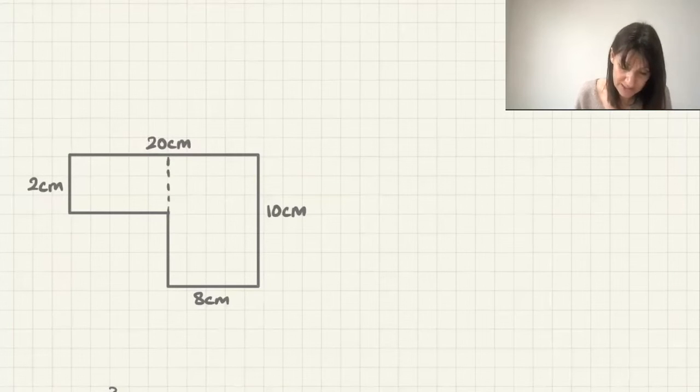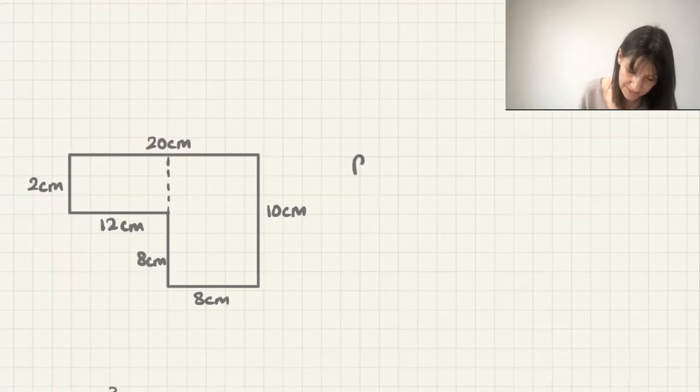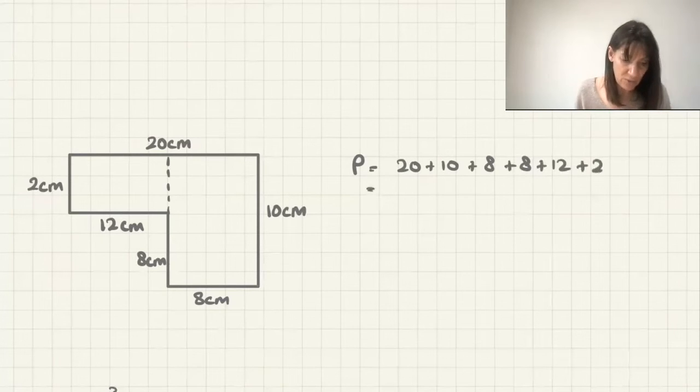So let's have a look. I've got 20 on the long line. So let me look at the opposite horizontals. I've got 8 on that one. 20 take 8 is 12. So I've got 12 centimeters going in there. The long is given to me again on this vertical. So these two must add up to 10. If I've got 2 there, then I've got 8 there. Now I'm ready to do the perimeter. 20 plus 10 plus 8 plus 8 plus 12 plus 2. And when I add all of that together, I get 60 centimeters.